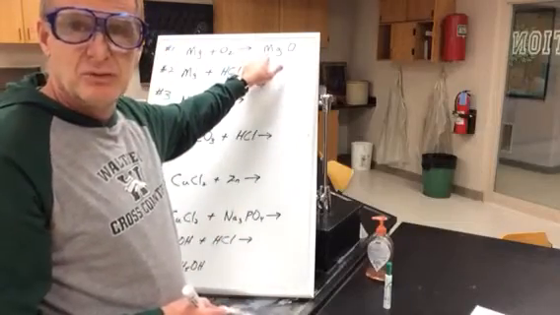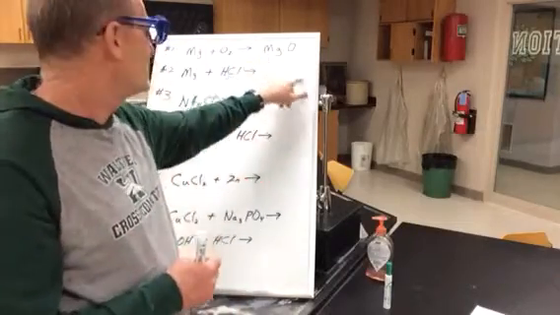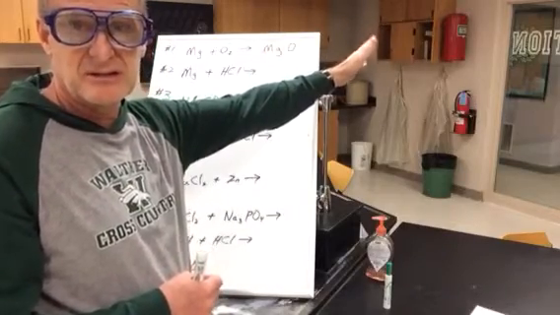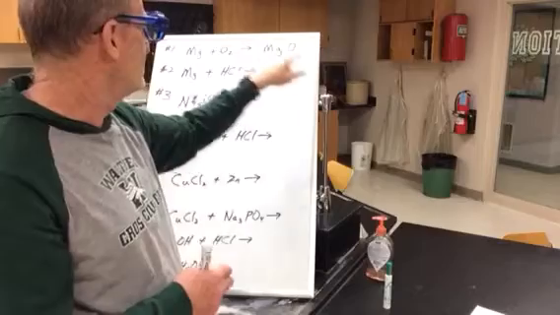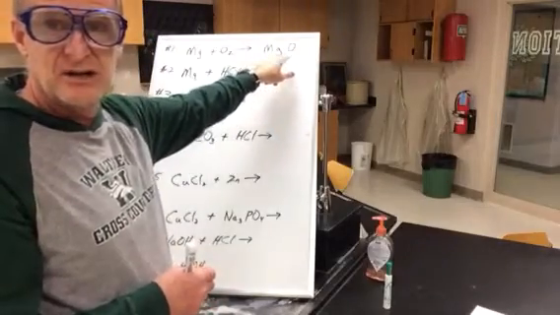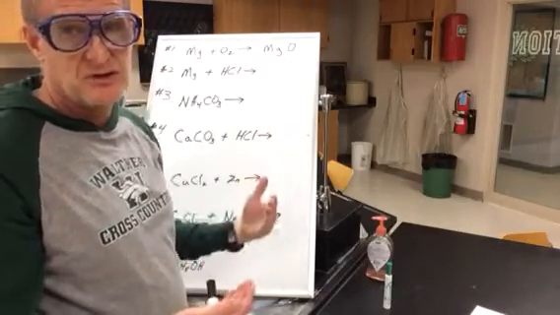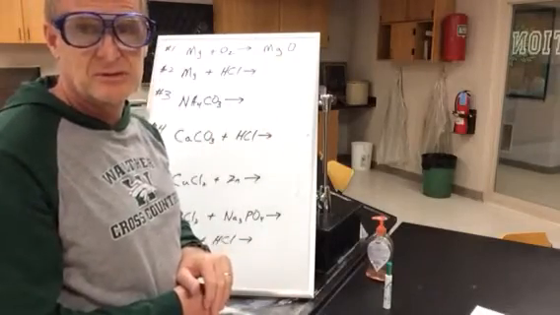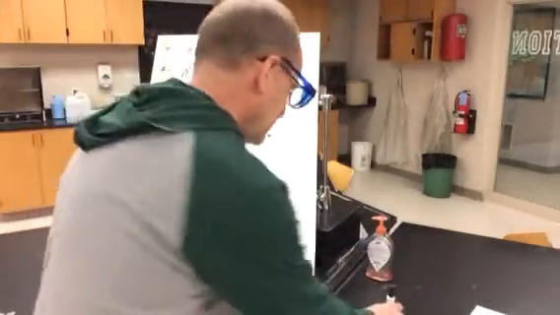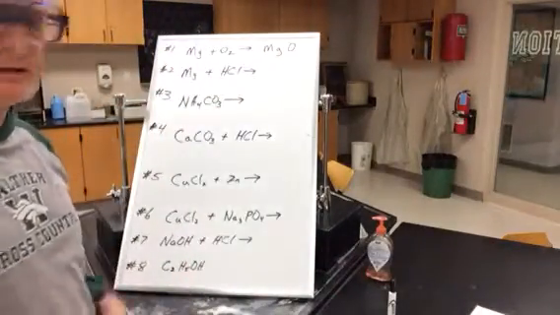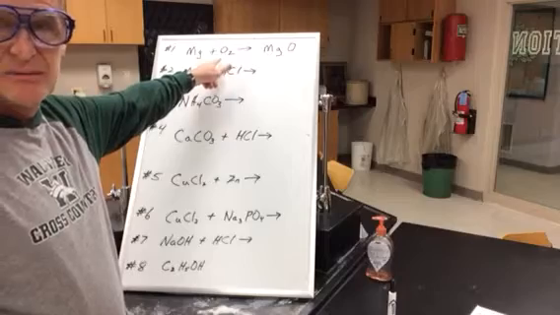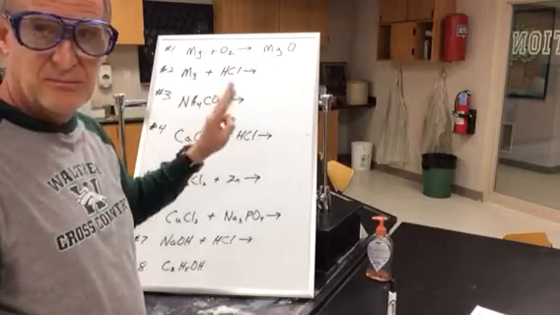Magnesium is in column 2, so it has a +2 charge. Oxygen's over on the right side of the periodic table. It's in column 6. It has a -2 charge. So I have a +2 charge and a -2 charge. Those charges balance, so I don't need any subscripts. However, I do need some coefficients, because oxygen as an element is a diatomic element. That means it has to occur in pairs.